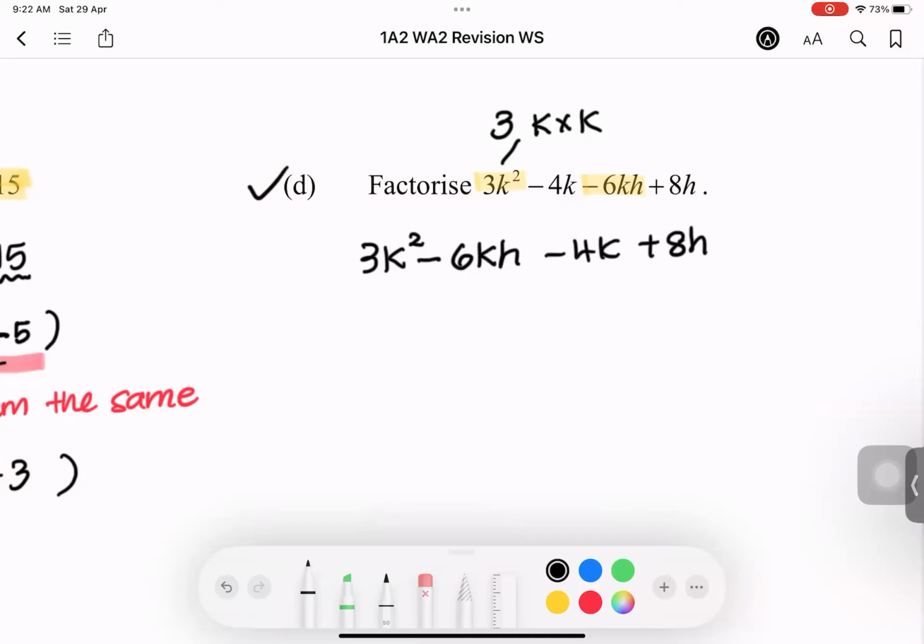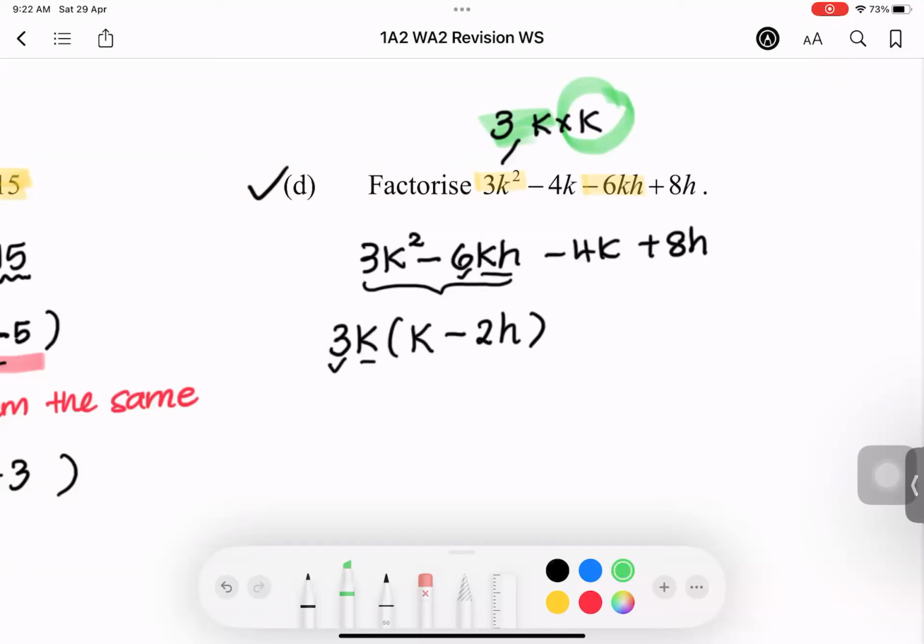What will be the common factor for this portion? What will be a common factor, Keon? 3k. Yes, 3k. Very good. This one is 3k square. I took out 3k. I'm left with k inside. K minus 6 divided by 3 gives me the number 2. KH divided by K gives me H, right? So now this is 2AK minus 2H.